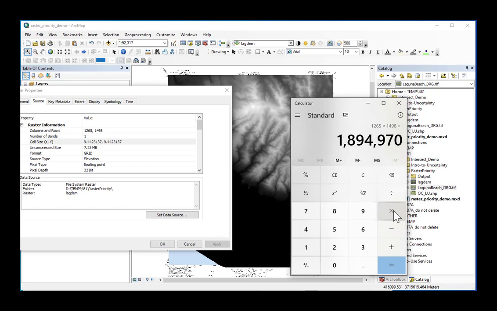So times, and I'm going to round it up, 9.44 times 9.44, and that's the total area in square meters divided by 1,000 squared, which gives us 168.86 kilometers squared in this raster. That's the area.